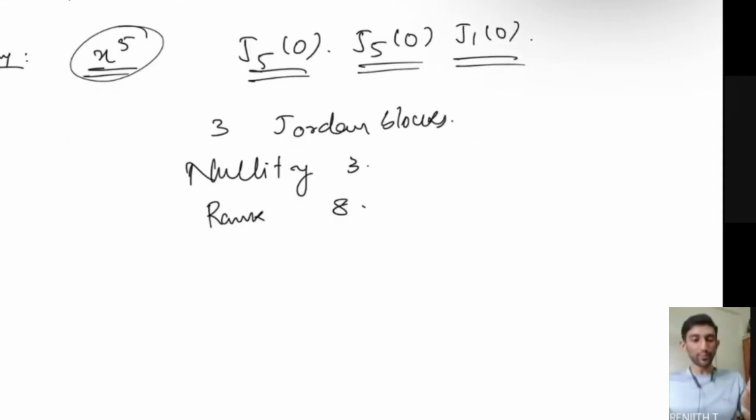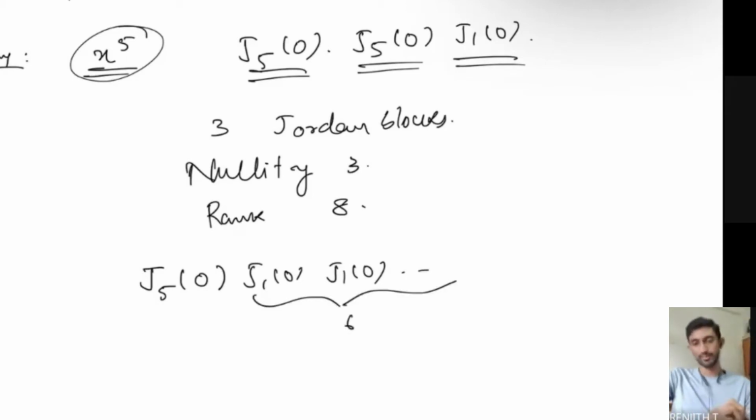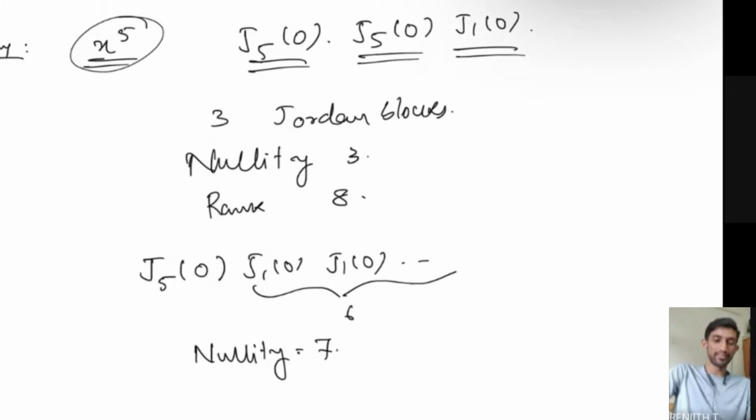Now think of the other extreme. The only thing is you must have one Jordan block of order 5. The rest of the things can be anything which should not exceed 5. That's the only thing, right? Now all other things can be J1 of 0, J1 of 0, etc. How many times? 6 times. Then how many blocks are there? 7 blocks are there. So nullity is 7.